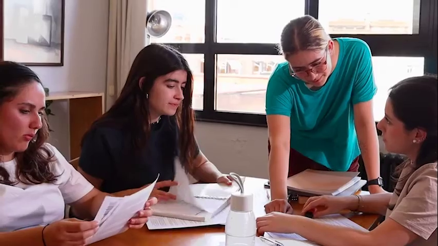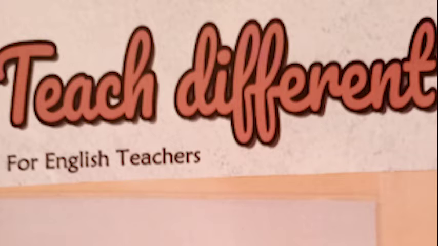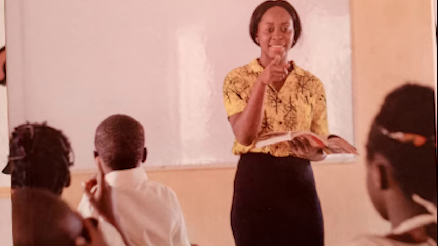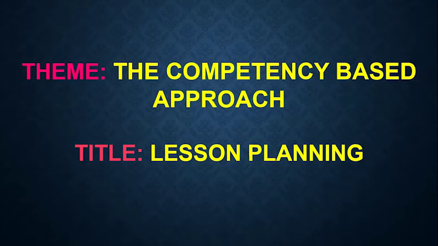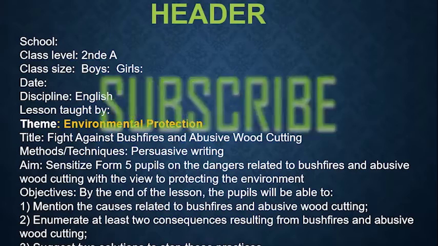You know, teaching practices have evolved over the years, and today we're talking about the competency-based approach. The title of this tutorial is Lesson Planning. So how does a lesson plan look like? There are two basic parts in a lesson plan: the header and the unfolding of the lesson. The header is where you put all the school and class information, teacher information, and lesson information.